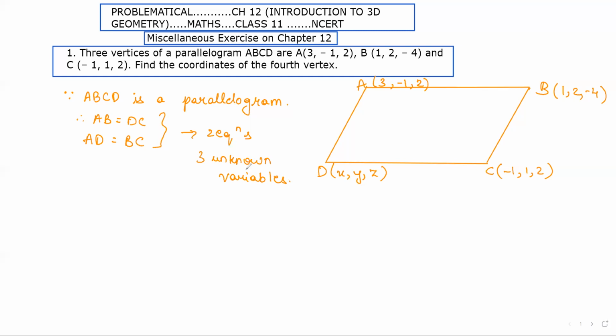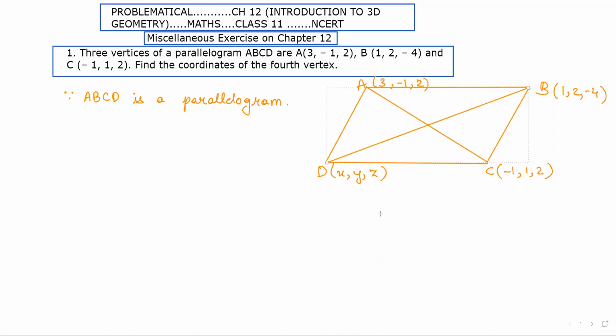You also know that in a parallelogram, the diagonals bisect each other. That means if the diagonals meet each other at a point P, then that point P is equidistant from the points A and C, as well as equidistant from B and D. So let us name this point P. This point P is equidistant from these points, which means that P is the midpoint of AC and P is also the midpoint of DB. Let us name this point P as X1, Y1, Z1. Our target is to get the value of D, but we will use P to get to the value of D.